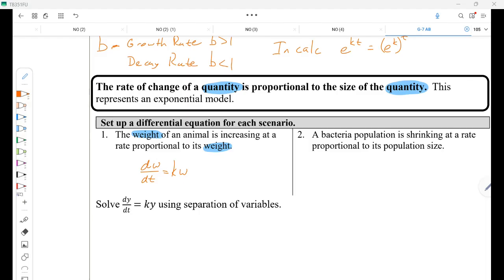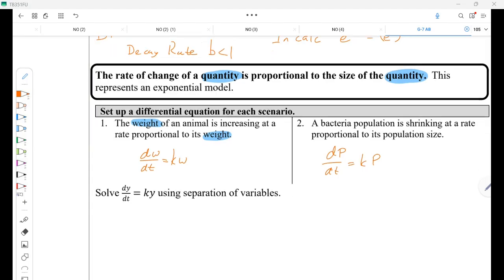Number two, a bacteria population is shrinking at a rate proportional to its population size. Maybe we'll use dP/dt, and we'll call that kP. If it's shrinking, you're just going to end up with a negative number for k if you were actually solving for that k. So you don't need to do anything different between growing and shrinking. It's just when you solve for your k variable, you'll get a negative, and then obviously dP/dt will be a negative value anytime you plug a population in.